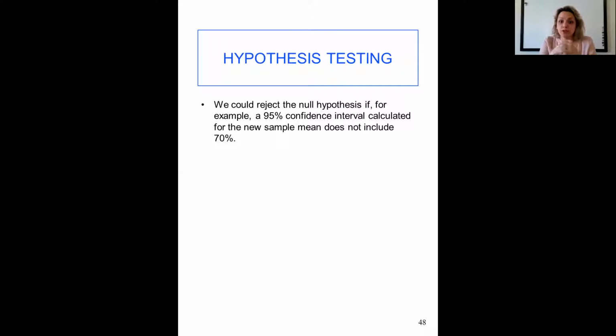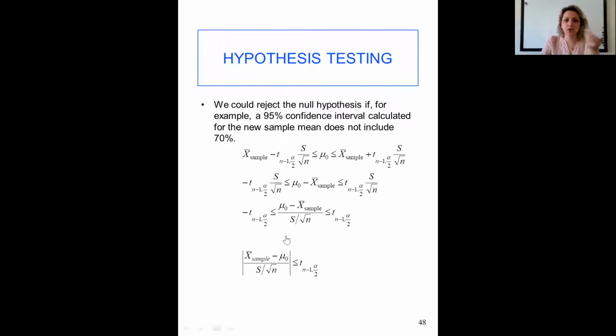So we could reject the null hypothesis if, for example, a 95% confidence interval calculated for the new sample mean does not include that 70%. So we need to know the range of the confidence interval that we have when we want to define the hypothesis test. Look at here.